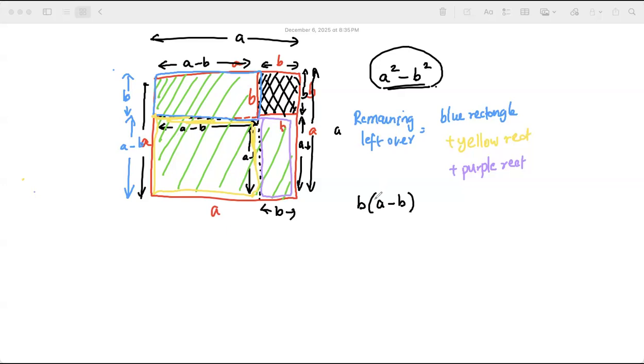Yellow rectangle, how can I write it? Can I write it out as A minus B times A minus B? Guys, are you all with me? You can find out my mistake and tell me. And then the purple rectangle is A minus B times B, correct? Right? A minus B times B.